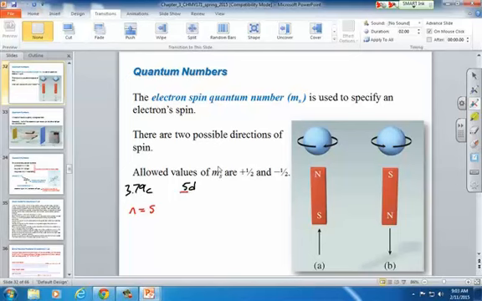And then we also said, depending on whether it's an S, P, D, or F, that determines the value for L. The L quantum number, if it's an S subshell, is 0. If it's a P subshell, is 1. If it's a D subshell, is 2. If it's an F subshell, is 3. So if I'm talking about a 5D, I also know L is equal to 2.